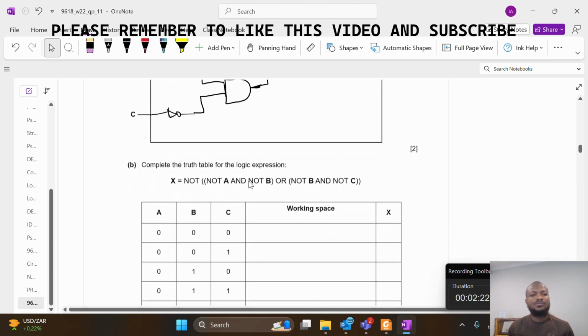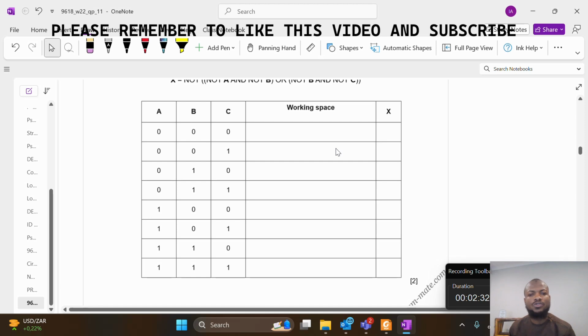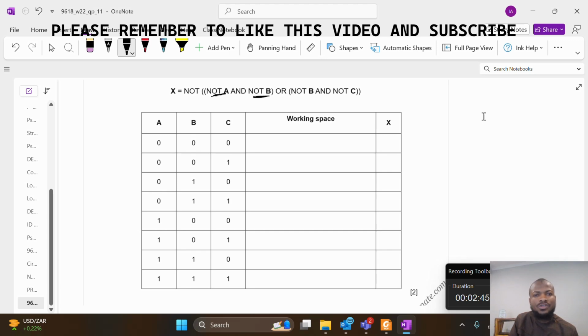Now the next question. Complete the truth table for the logic expression X equals NOT (NOT A AND NOT B) OR (NOT B AND NOT C), using the working space. So you have to show your working space. So let's do this. The first thing you should note is you have not A, not B, so you have an AND gate, right? Then not B, not C, then you have an OR gate.